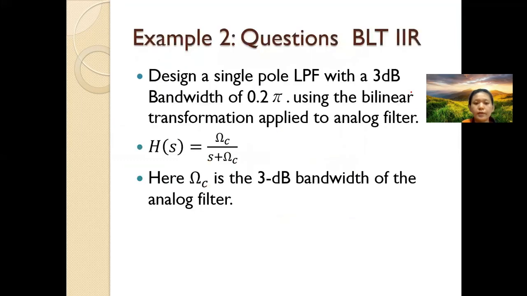Okay, next we go to example 2, question 2, for our bilinear transformation to design our IIR filter. Now we want to design a single pole low pass filter with a 3 dB bandwidth of 0.2 pi. Using the bilinear transformation, we apply it on the analog filter H(s) equals omega c divided by (s plus omega c). Here, omega c is the 3 dB bandwidth of our analog filter, so our bandwidth is 0.2 pi.